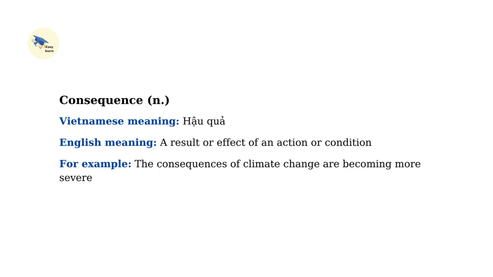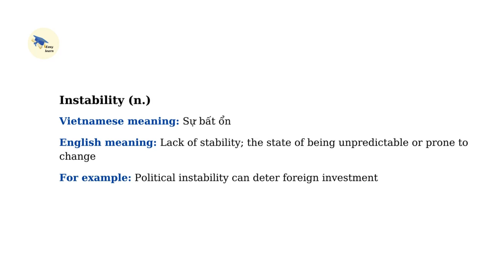Consequence. Hậu quả. A result or effect of an action or condition. For example, the consequences of climate change are becoming more severe. Instability. Sự bất ổn. Lack of stability, the state of being unpredictable or prone to change. For example, political instability can deter foreign investment.